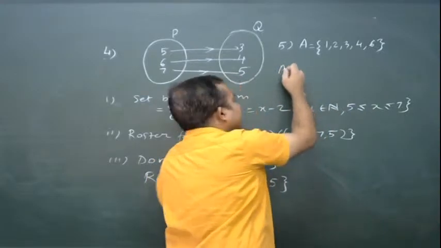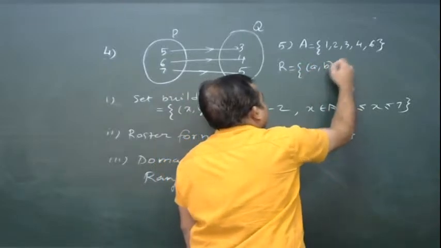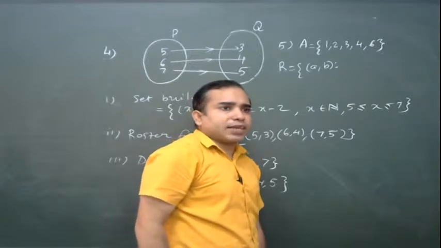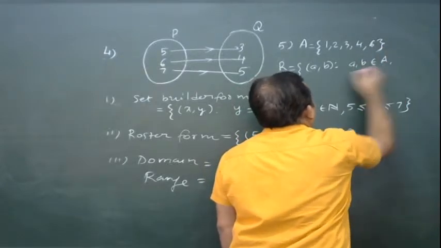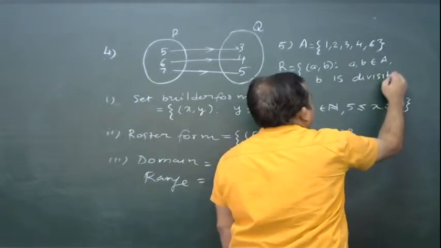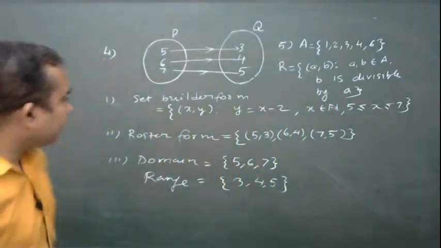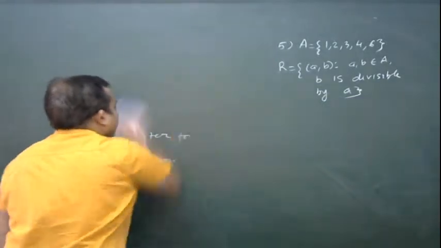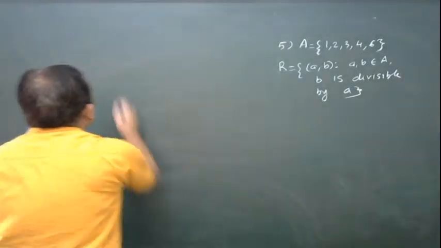Then R is a relation of (a, b) such that b is exactly divisible by a, where both are members of capital A. Exactly divisible means divisible by a, right. Let me clear the unnecessary things. Okay, this is the question, and I have to write R in roster form.